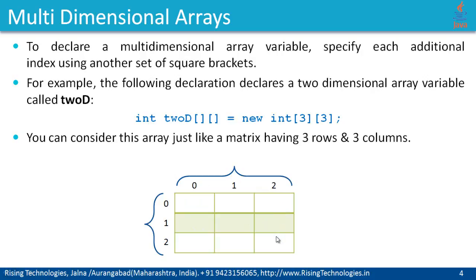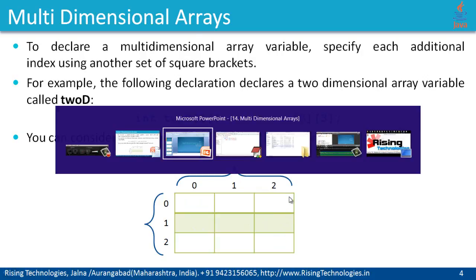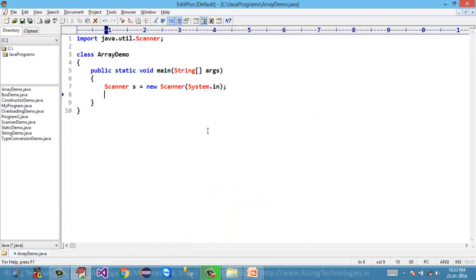Let's have a look at a practical example in which I'm going to declare a two-dimensional array and read and display the values from the two-dimensional array. This is the sample program. I have already set up this program with this scanner class because I want to input some values from user and store these values in a two-dimensional array. So the syntax is data type, name of the array, number of dimensions equals new integer 3 rows and 3 columns. Now I want to input all these 9 values from end user.